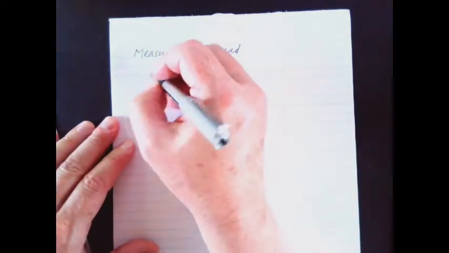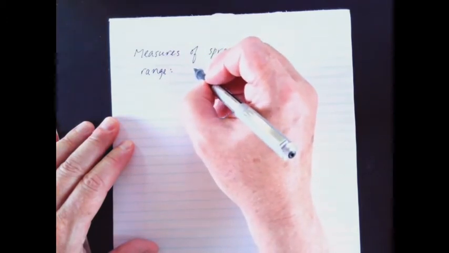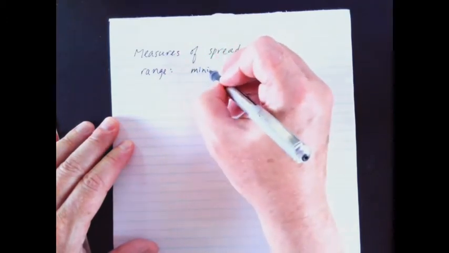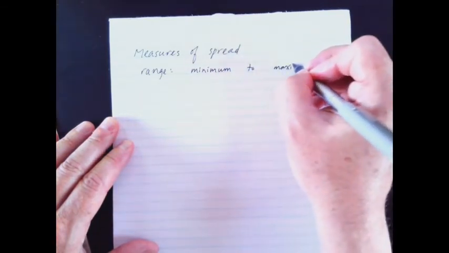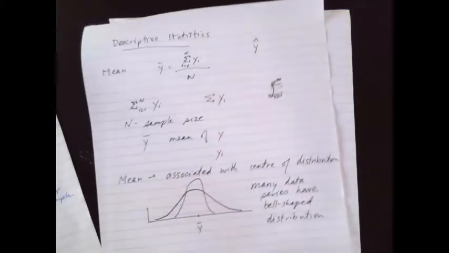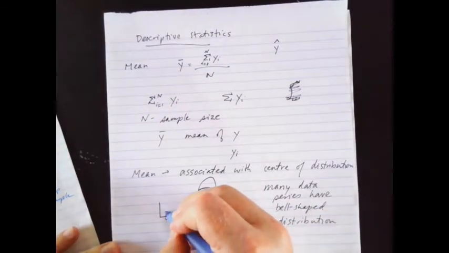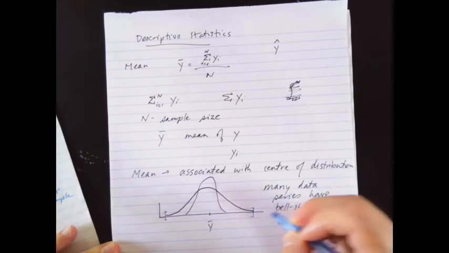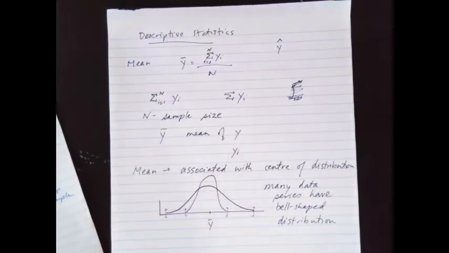So one of them will just be the range, which is the difference between the minimum and the maximum. So in our earlier example, the range in this case goes from about here up to here, and in this one it's from here up to here. So the range is informative, but it's easily manipulated by an outlier.